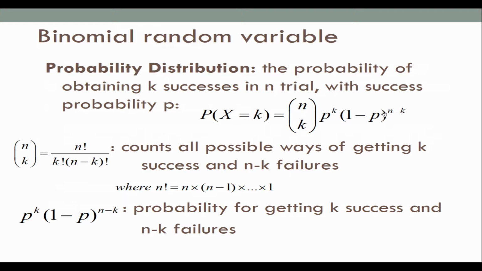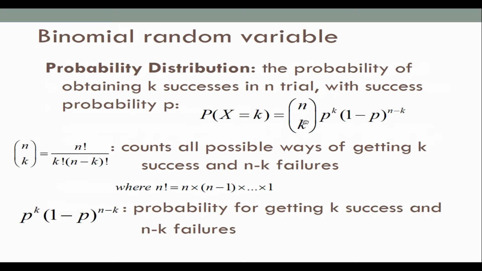In this formula, there are two parts you can see. The first part is the number of ways we can choose K from N. This notation can be calculated as a fraction. The numerator is N factorial. The denominator is K factorial multiplied by N minus K factorial. And the factorial is defined such that 100 factorial is just 100 multiplied by 99, and so on down to 1. So in this way, you can calculate the first part of the formula.